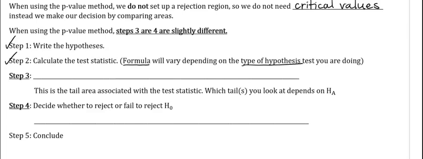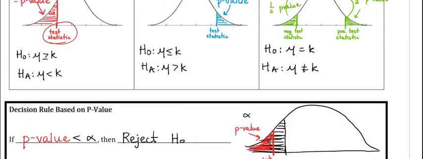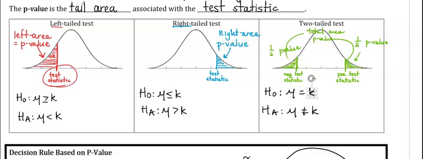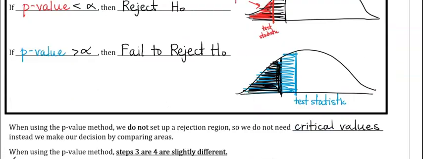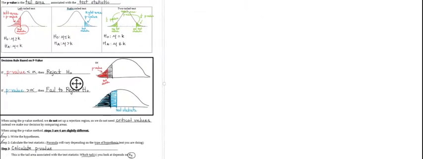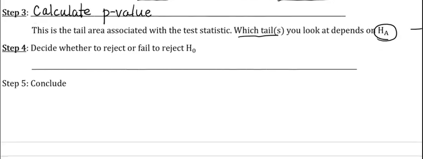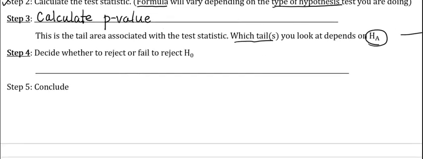So step 3 is a little bit different, because once you have your test statistic, you calculate or find your p-value. How you find your p-value is going to depend on which tail test you're doing, and you need to look at your alternative hypothesis for that. Your p-value is going to be one of these 3 scenarios up here, whether it's a left tail test, a right tail test, or a 2-tail test. So keep that in mind. I'm drawing an arrow from this to up here, because which tail you look at depends on HA. Your p-value could be in a very different place depending on which tail test you're doing.